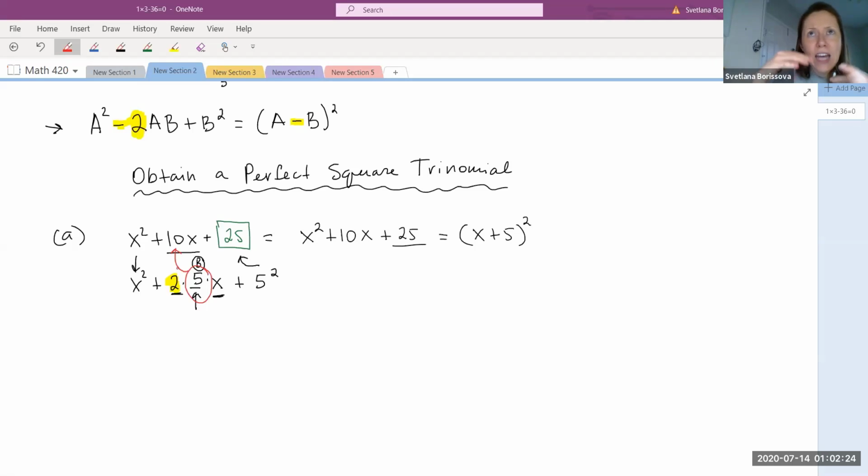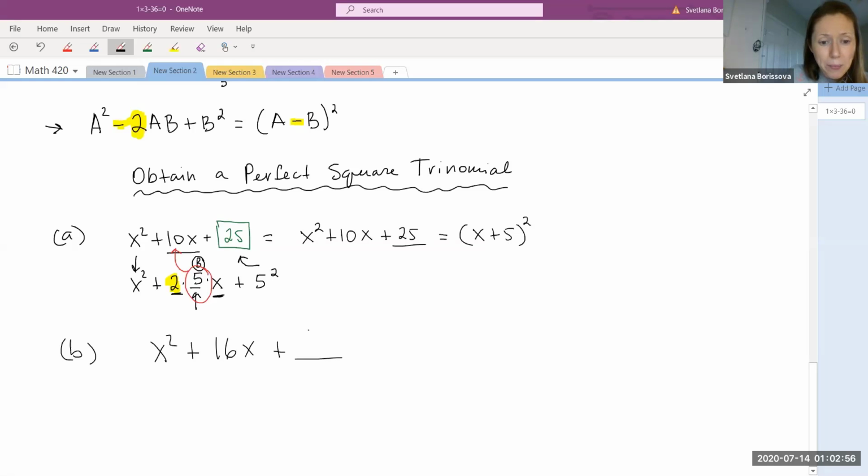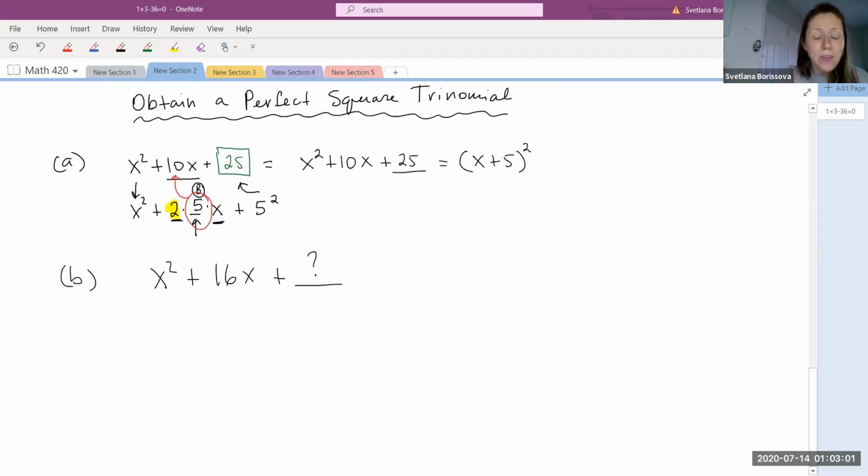We don't really have to go through this every time, thinking and remembering and analyzing. If we just remember that the missing number that we have to square at the end will always be half of that middle coefficient. So let me show you one more example so you can see how it works. So let's say x squared plus, oh no, I already had that example. Let's do plus 16x. And the question is, what is the missing number I have to put here so that it creates a perfect square trinomial?